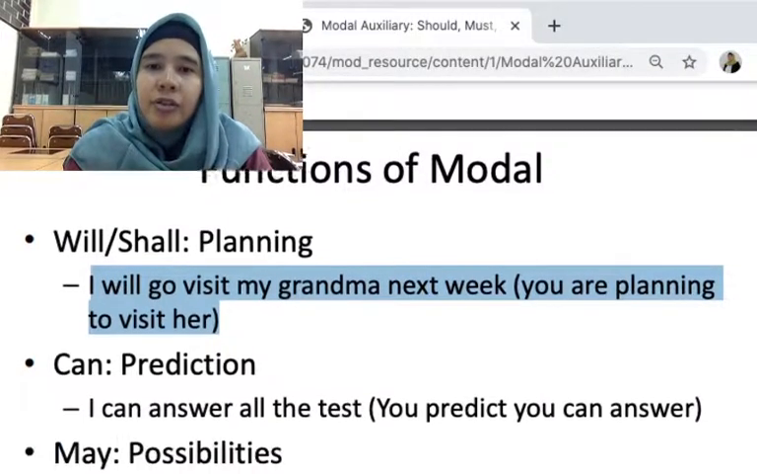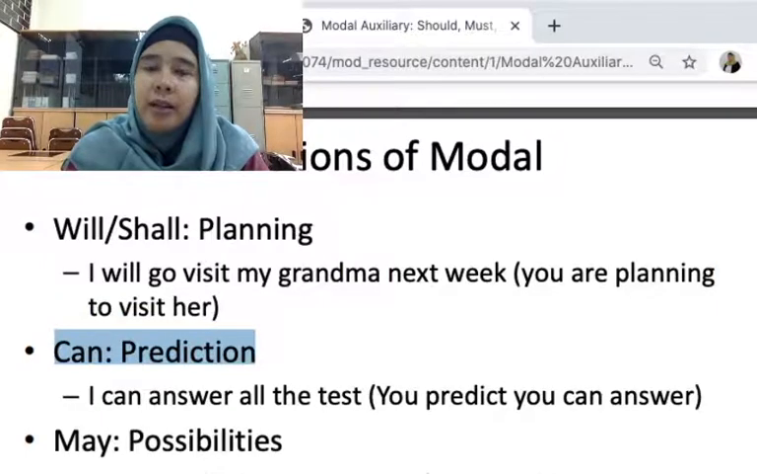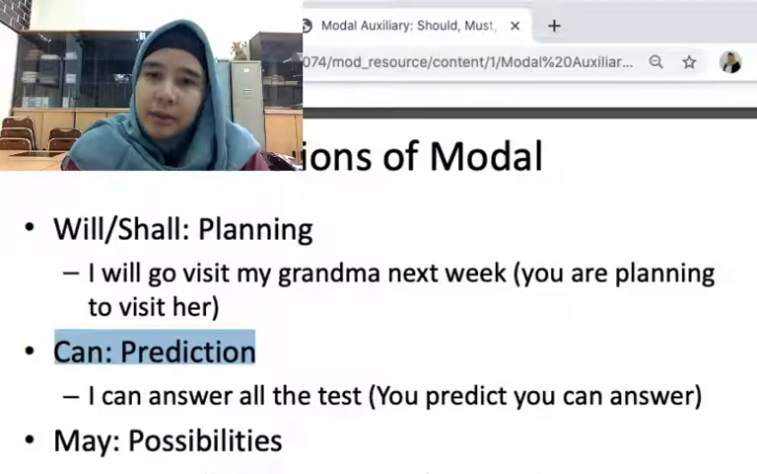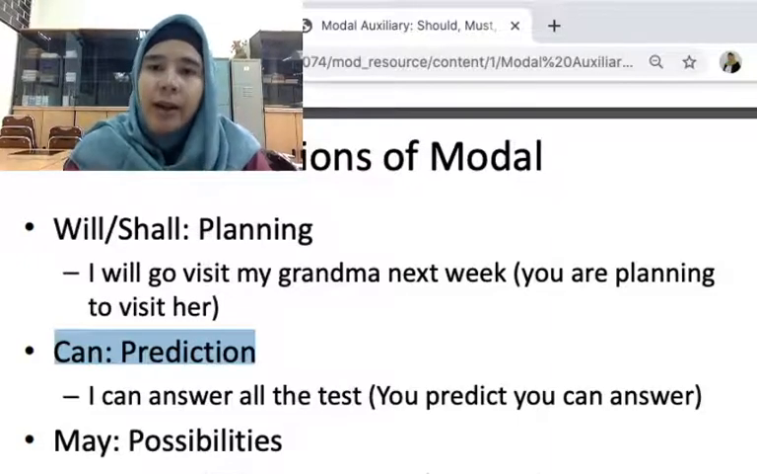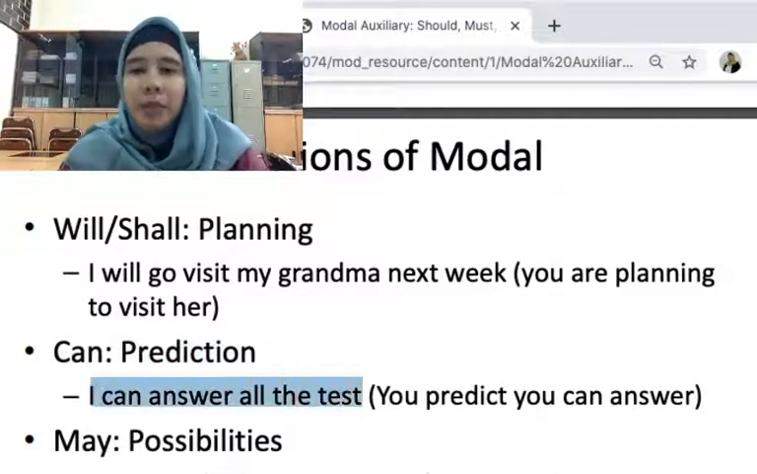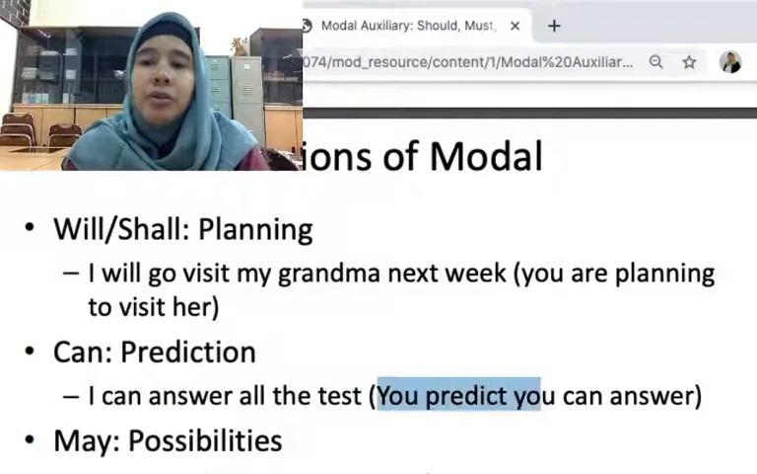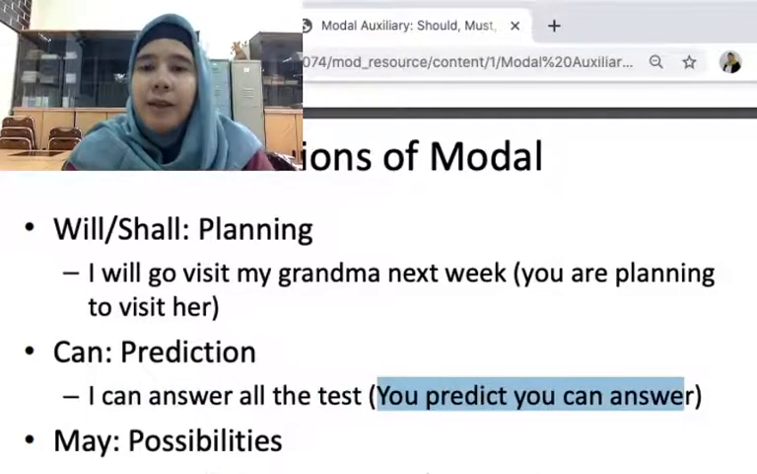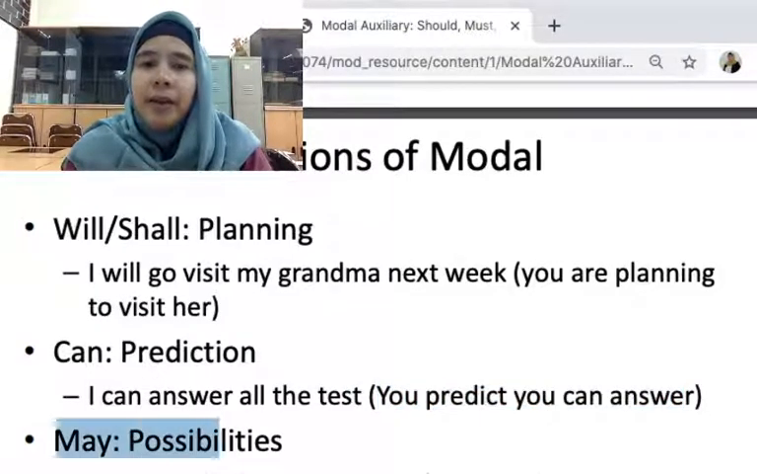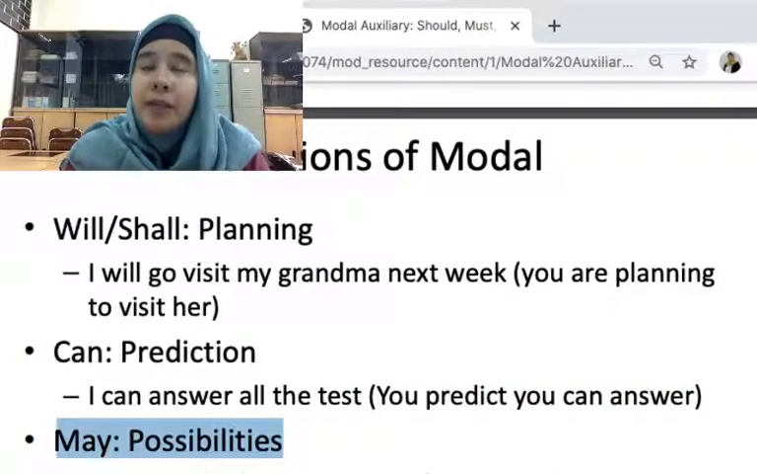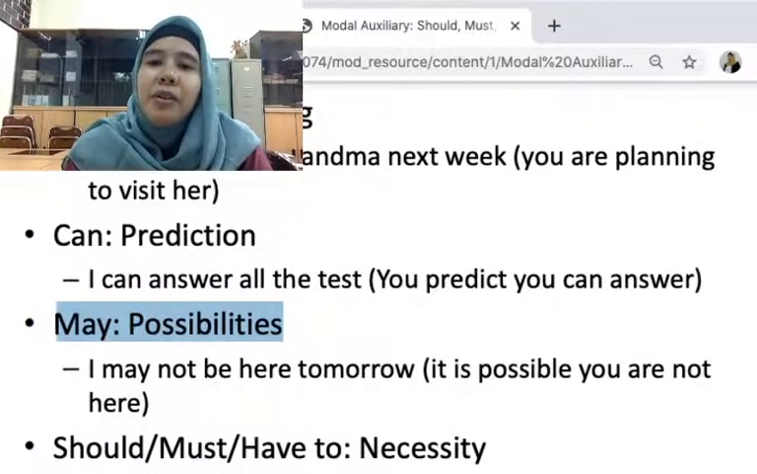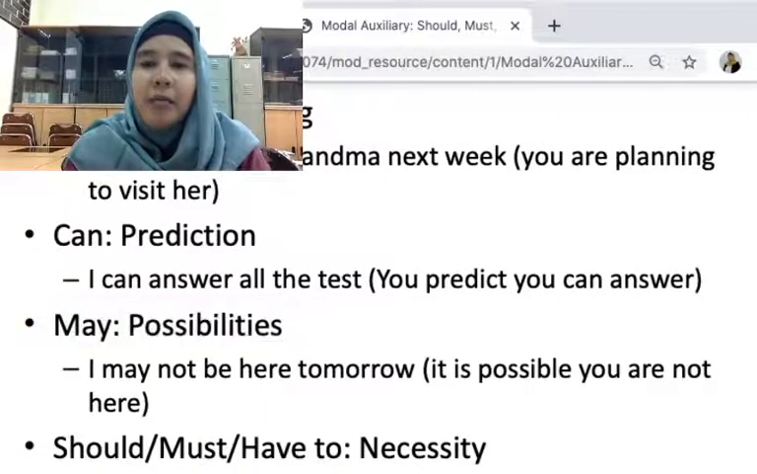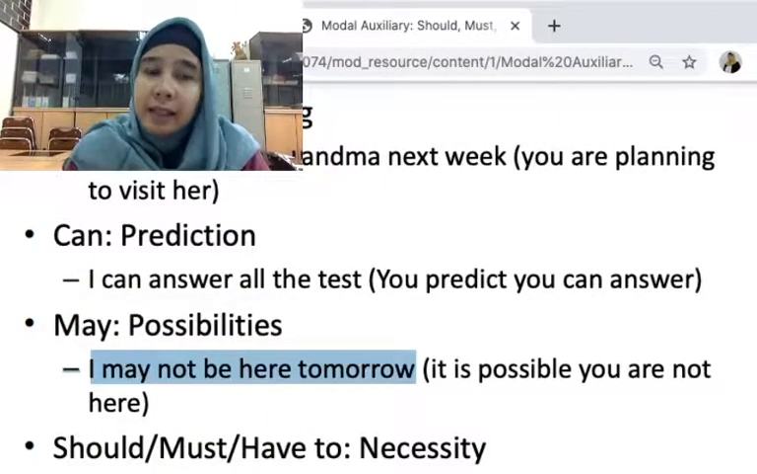Okay. Can is used for prediction. So if you predict that you want to do something, and then you are able to do it, you might want to use can. I can answer all the tests. It means you predict you are able to answer the test. Next is may. It means possibility. If you think that you possibly will do something, you want to use may. I may not be here tomorrow. It's possible that you are not here tomorrow.